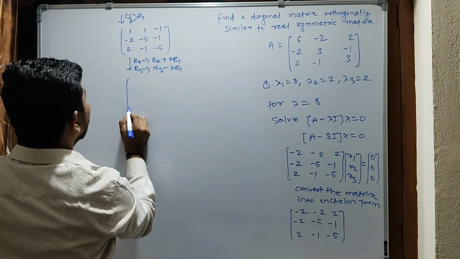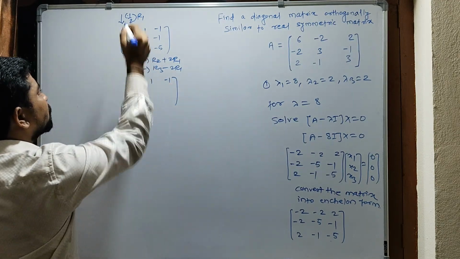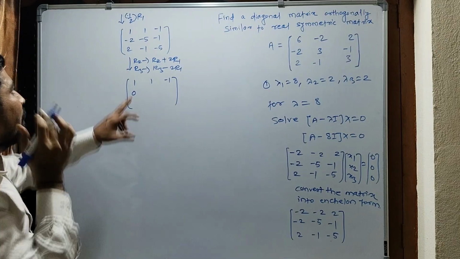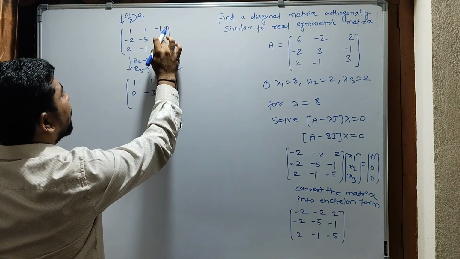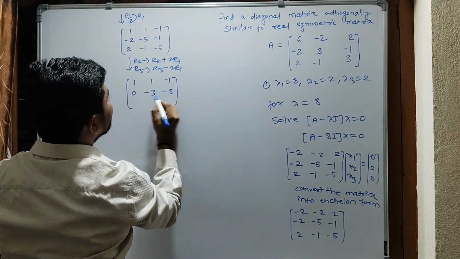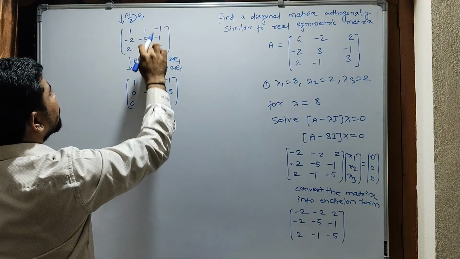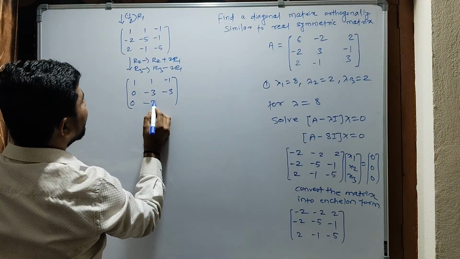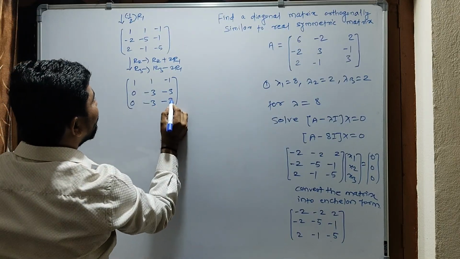So here write once more, 1, 1, minus 1. Again minus 2 plus 2 is 0. Minus 5 plus 2 is minus 3. So minus 1, this is minus 2, this is minus 3. Now 2 minus 2 times 1, this is 0. Minus 1 minus 2 times 1, this is minus 3. Here minus 5 plus 2, this is minus 3.